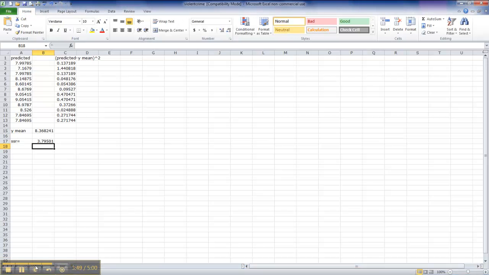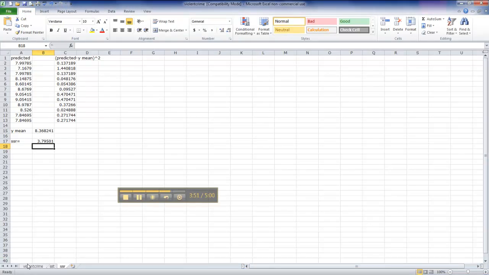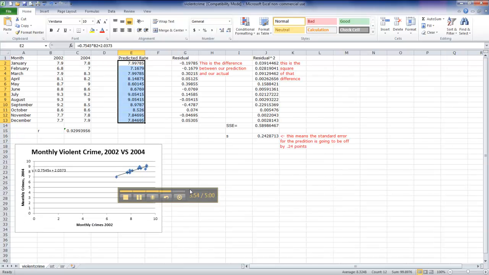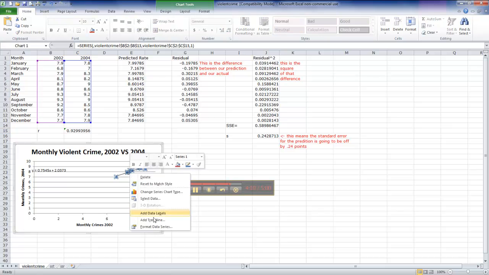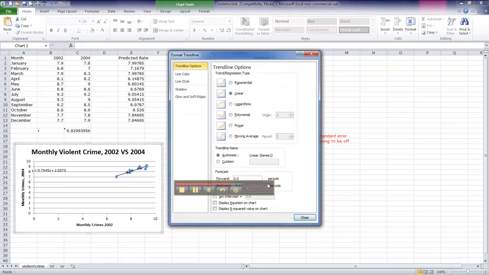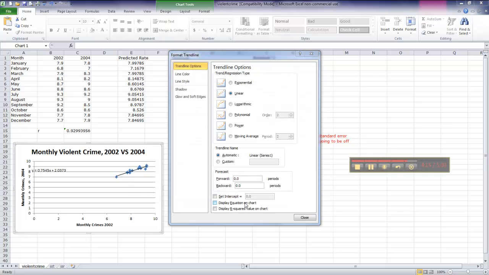All right, so I'm going to go to my violent crime spreadsheet. And here I've done my R equation, which is equals CORREL, B2 to B13. I have all my data. Now I did my scatter plot, and to get the line of best fit, I click on the dots, right-click, go to Add Trendline, and I can click Display Equation on Chart and Display R-squared Value on Chart, which we will do later on in the videos. So I have the equation and the trend line already there, so I'm going to close this off.